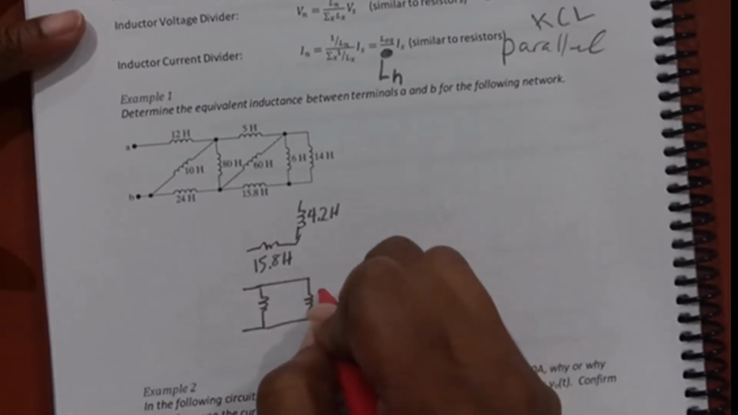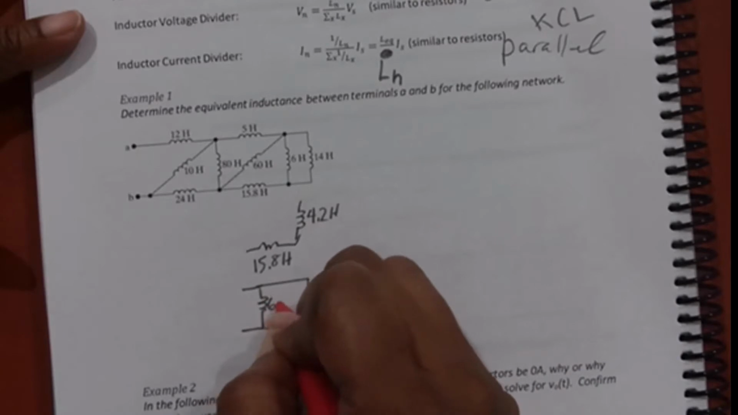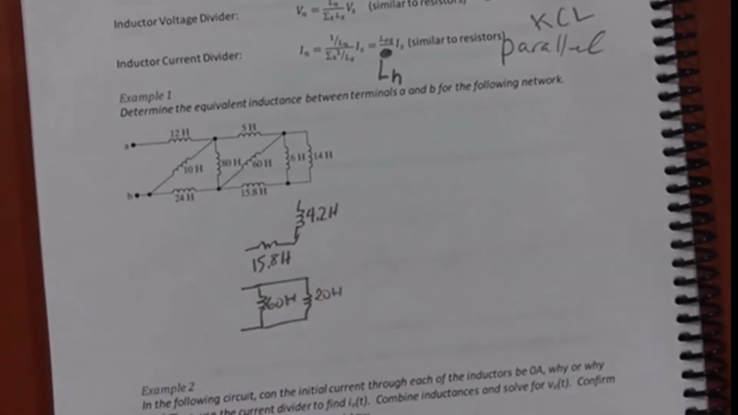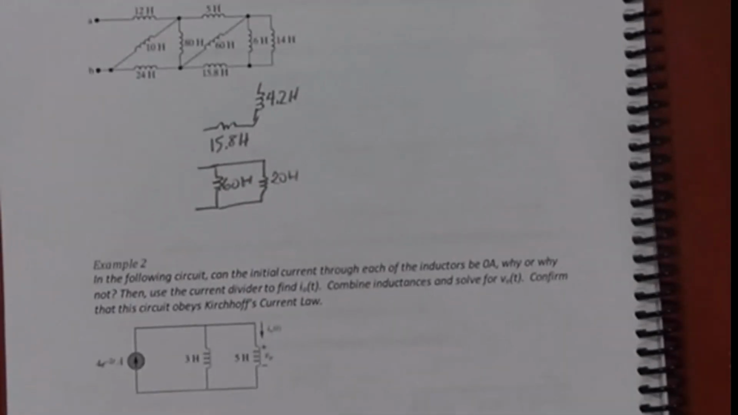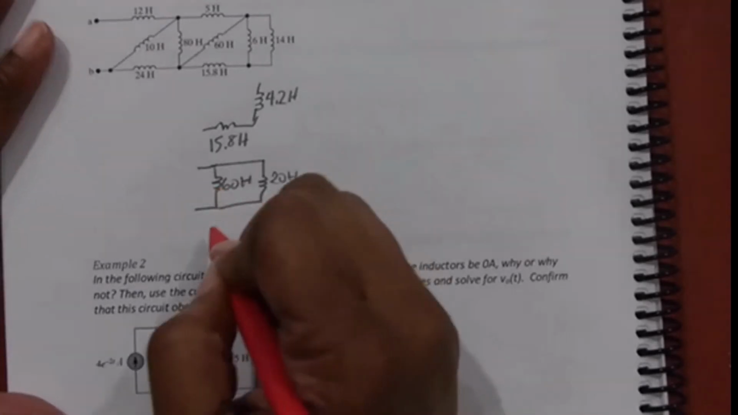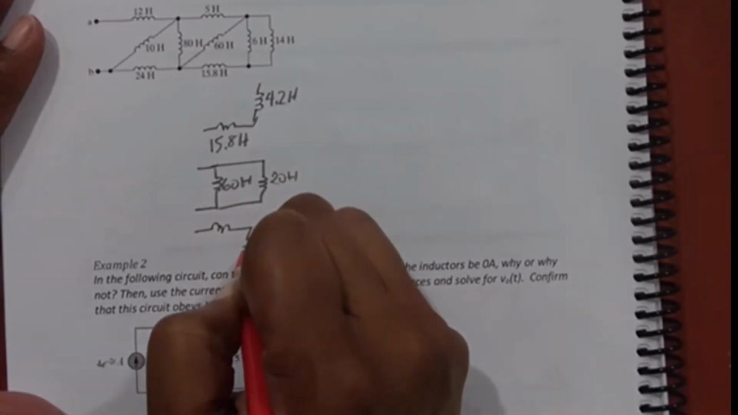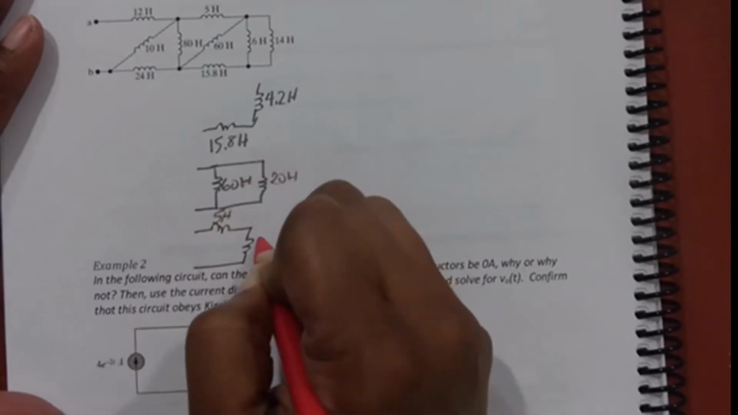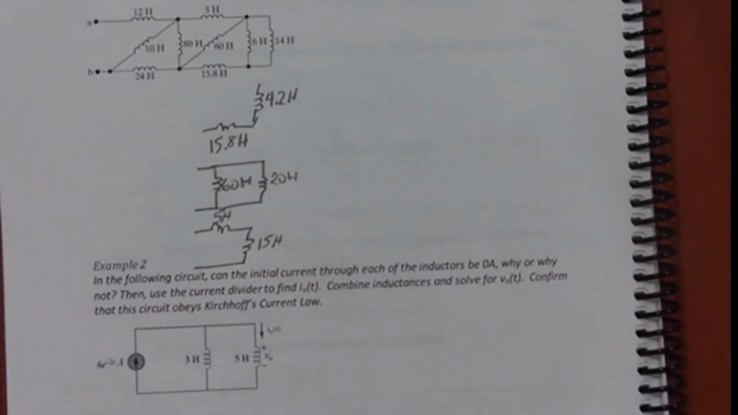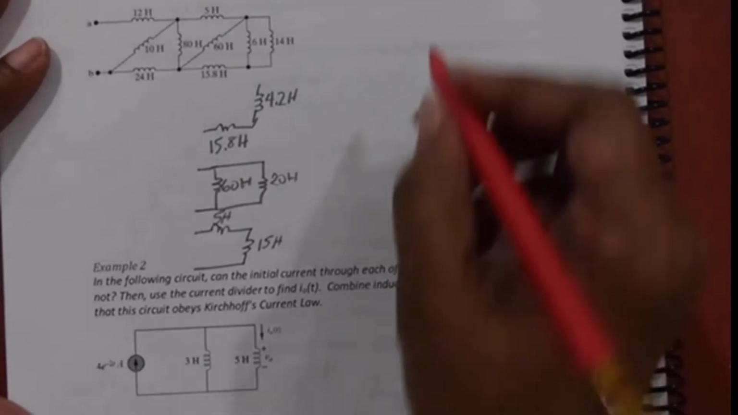So then you're going to have 20 Henry in parallel with 60 Henry. 15, okay. So then you're going to have 5 Henry in series with 15 Henry. 20, okay.